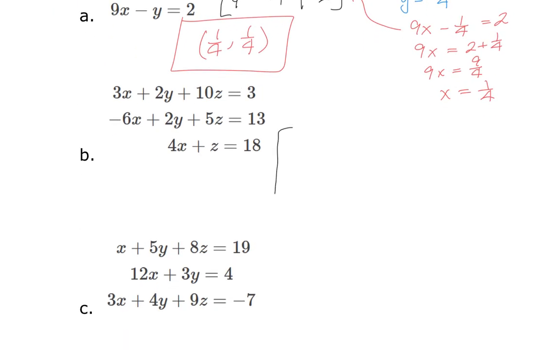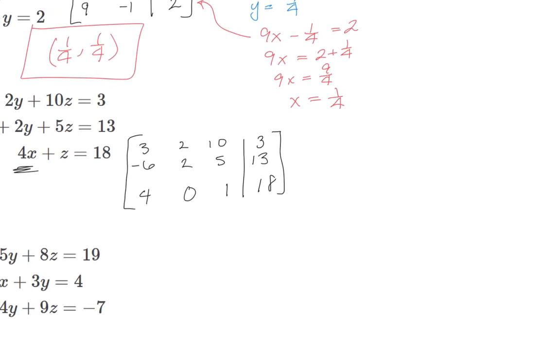I'm going to go ahead and write my matrix. So 3, 2, 10, 3, negative 6, 2, 5, 13, 0, because this one here, oh, it's not the x that's missing, actually. Gotta pay attention. I have an x, I have a 4. What's missing is the y, 1 for the z, and 18.